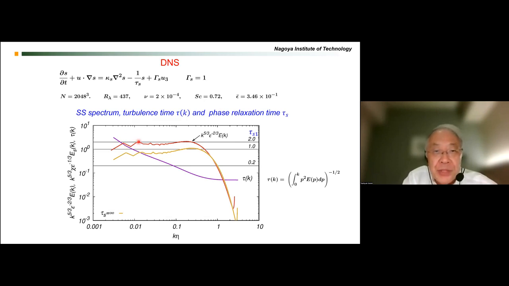This is a compensated kinetic energy, and this is compensated passive scalar without effect of the phase relaxation. But the tau s becomes finite and shorter. You can see low wave number tail of the spectra of supersaturation tend to align with the kinetic energy. This trend seems to be consistent with the previous physics.